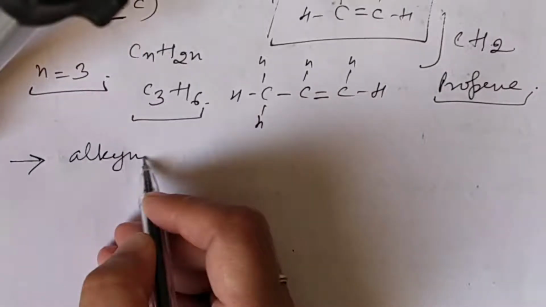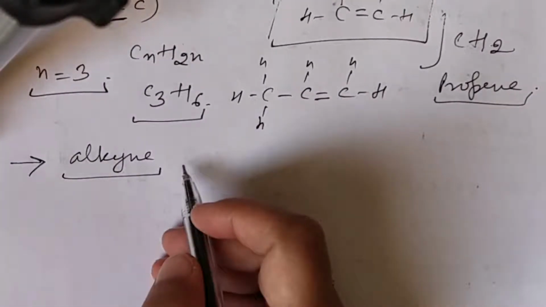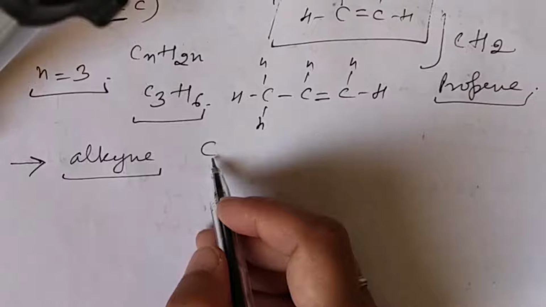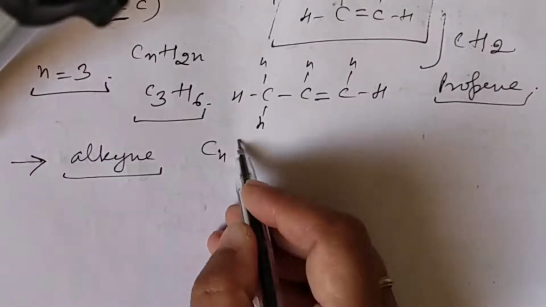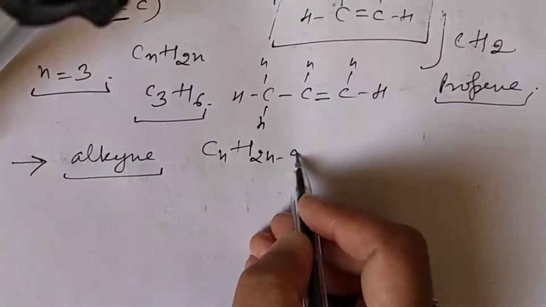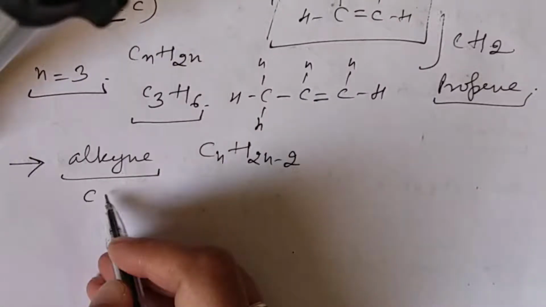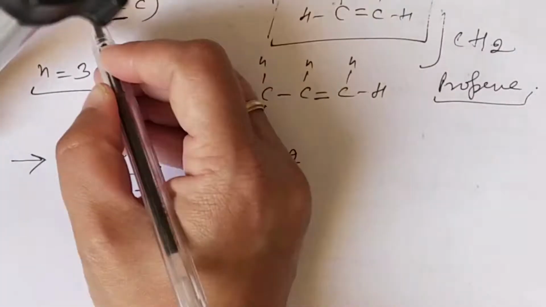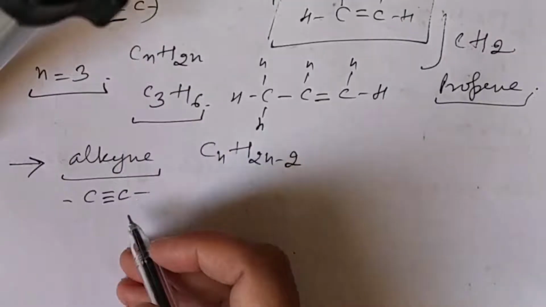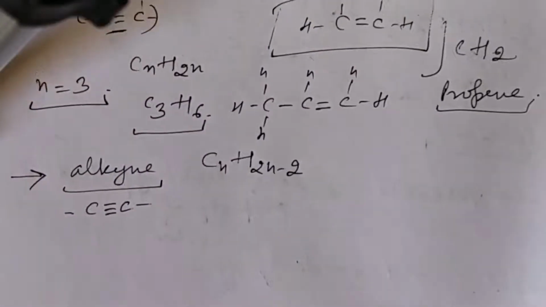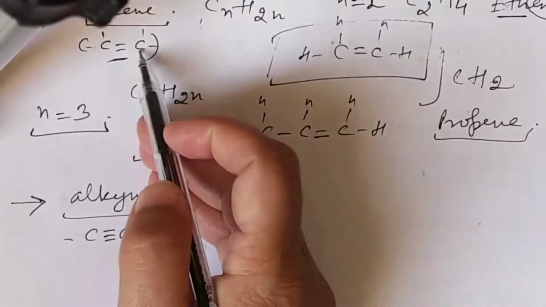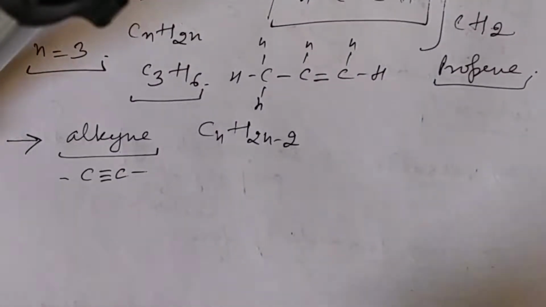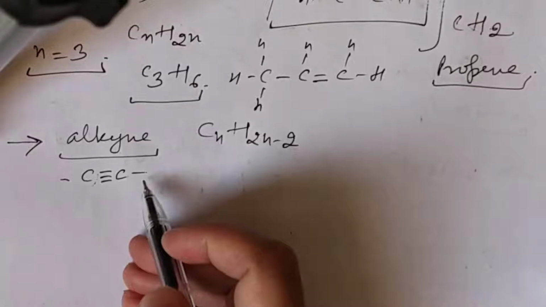See, the alkyne family is the next family we are going to discuss here. In the alkyne family, the general formula is CnH2n minus 2. In this structure, carbon has a triple bond with another carbon atom. Like we have discussed above, carbon has a double bond with another carbon atom in the alkene family. Similarly, in the alkyne series, it has a triple bond with another carbon atom, and the general formula is CnH2n minus 2.